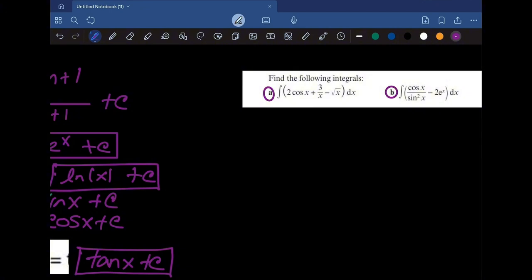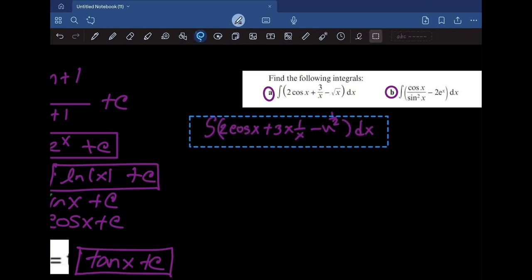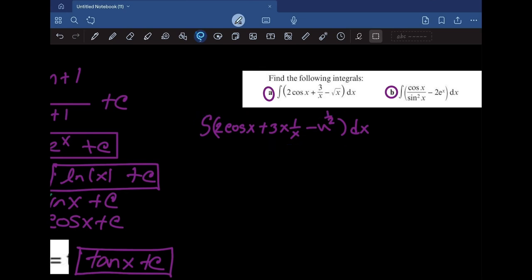So basically the first thing is we will break them down. We'll write it like this: integral of 2 cos x plus 3 into 1 by x minus x to the power of half dx. We can write it like this, right? Because root x means x to the power of half.